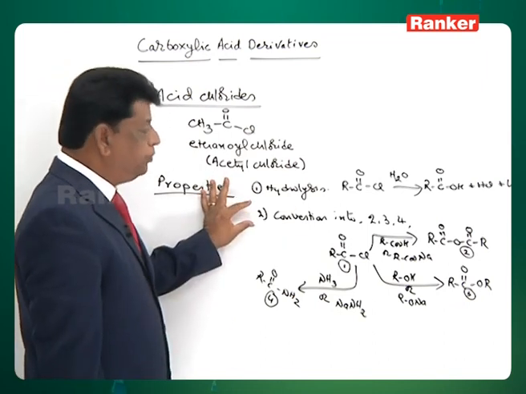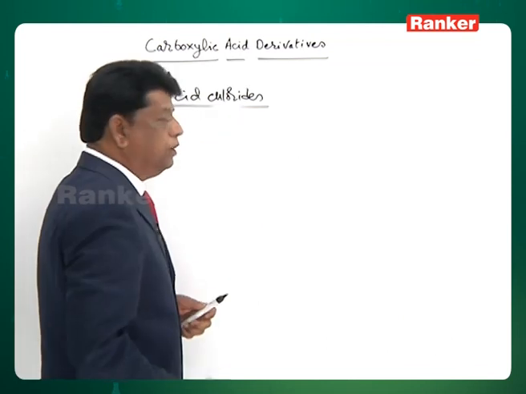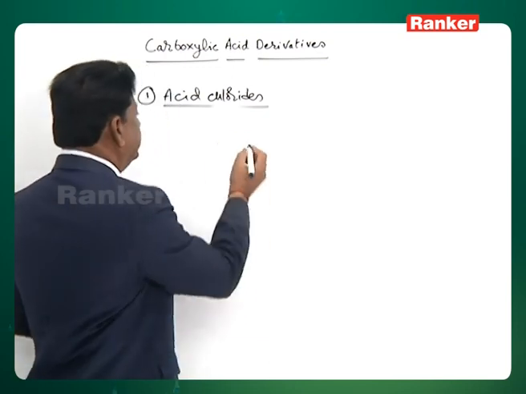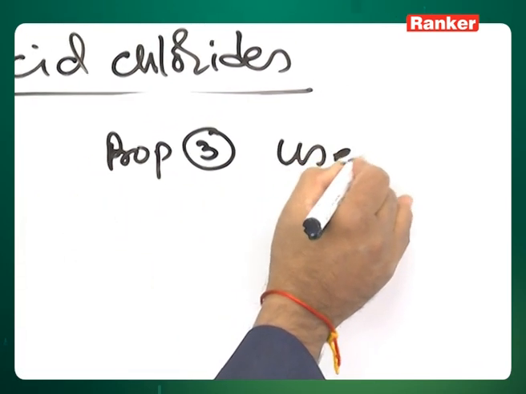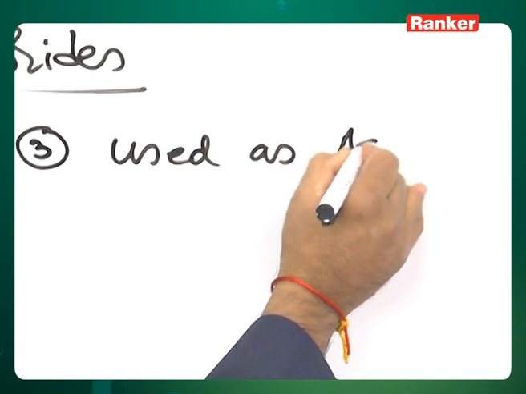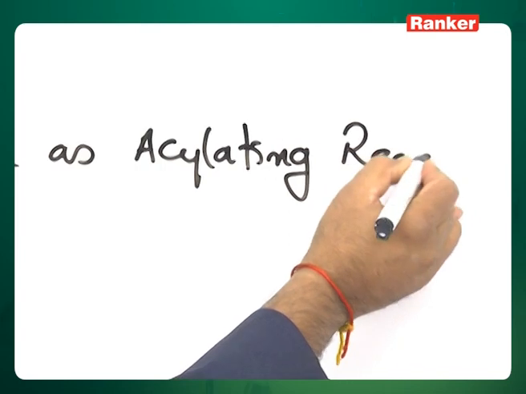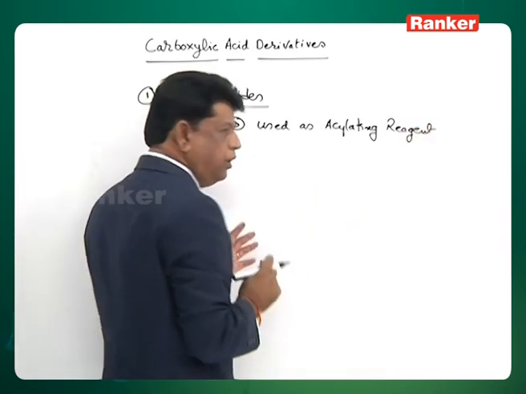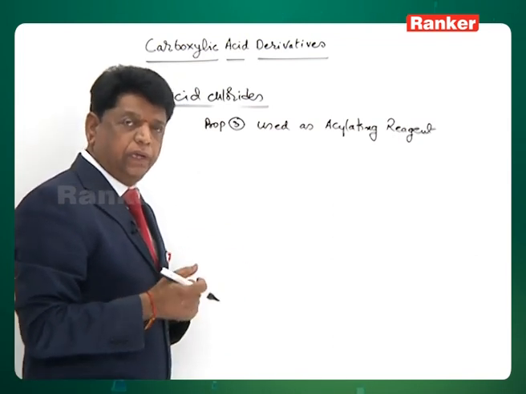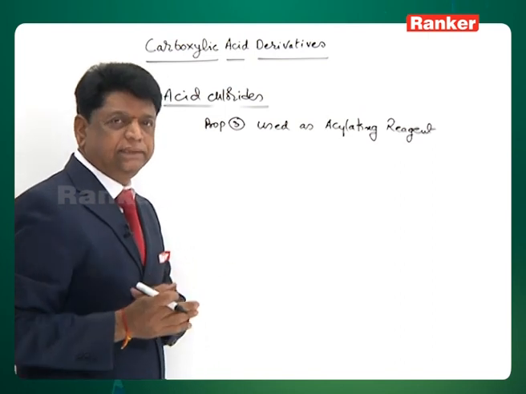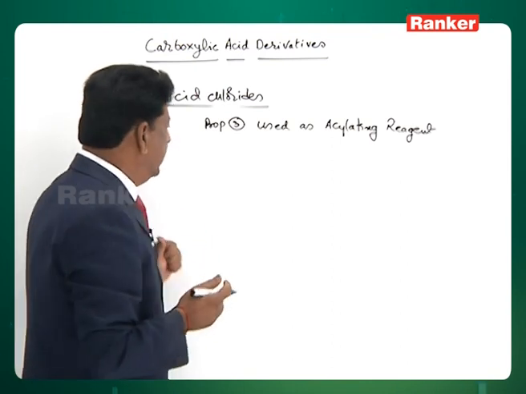In fact, the same concept can be used under the next property, that is the third property. One of the applications of acid chlorides is the third property, use as an acylating reagent. Whenever you want an RCO group in a compound, think about the acid chloride, that is the best reagent. You can also use other compounds like anhydrides and esters for acylating, but the number one reagent is definitely the more reactive one, that is acid chloride.